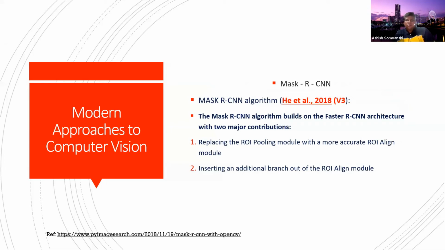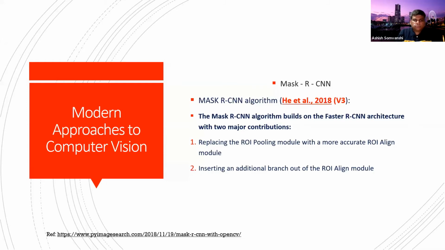Then coming to 2018, that is version 3 of Fast RCNN, which builds upon Fast RCNN version 2, which was presented way back in 2000, replacing the ROI pooling module with a more accurate ROI align module. So basically, a more advanced version of the ROI pooling module was introduced, inserting an additional branch out of ROI align. What that means is, additionally it could branch out another region of interest and pool it.